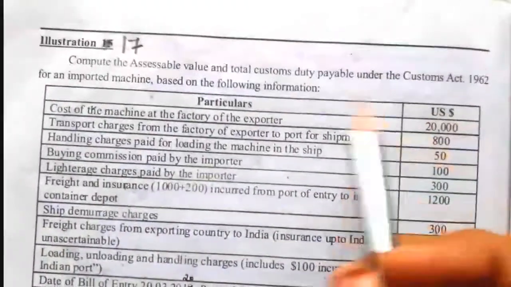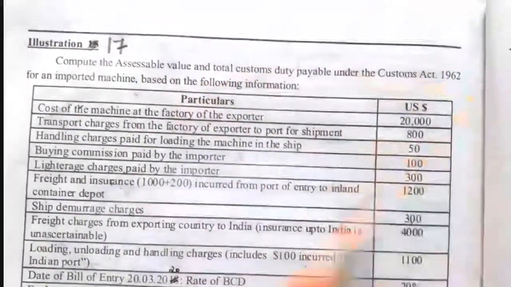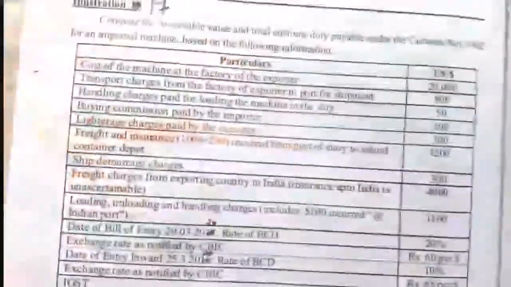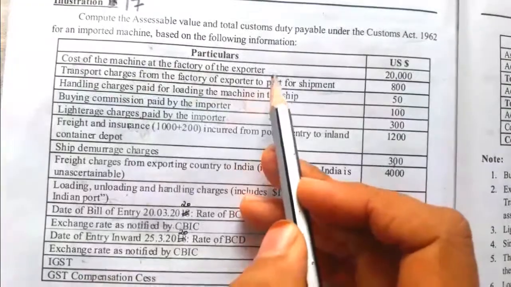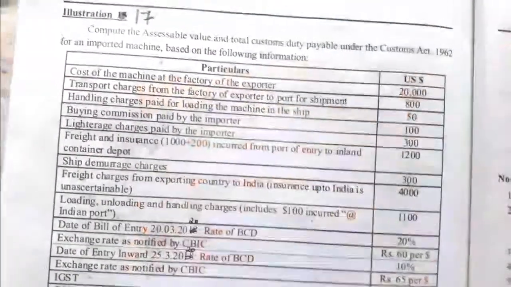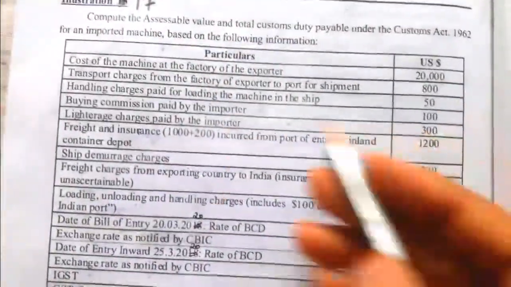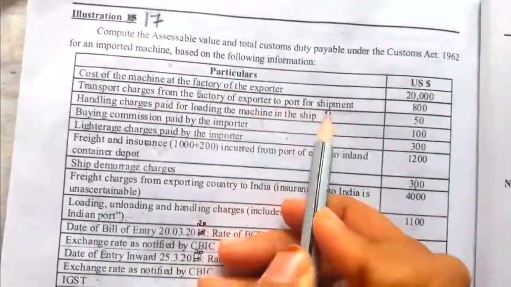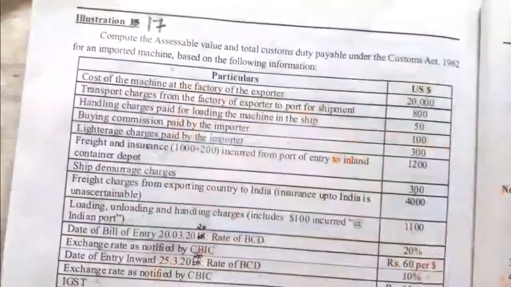You now see the illustration. Compute the assessable value and customs duty payable with the following information. So the first one is cost of machine at the factory of exporter. This is the cost of machine, $20,000, we have to take first. Then transport charges from factory of exporter to the port for shipment, that is expenses incurred from the factory of exporter to the ship port.